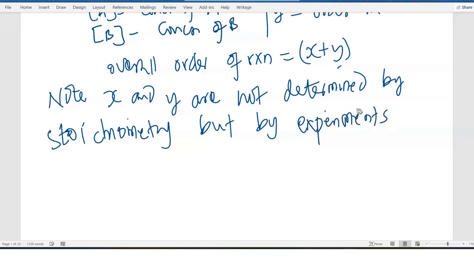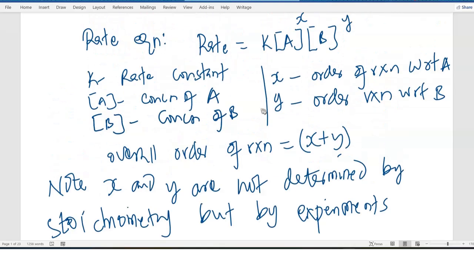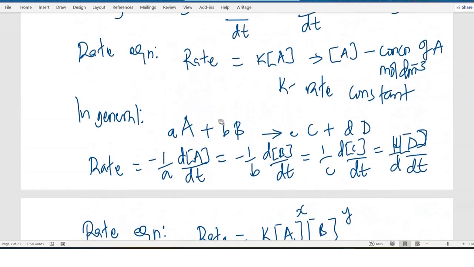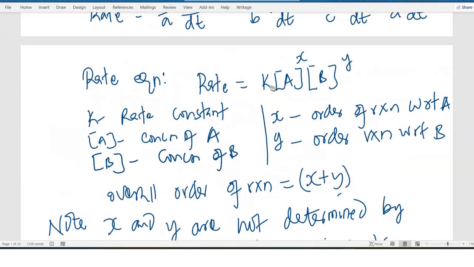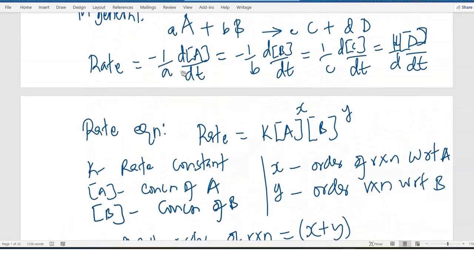So an experiment is carried out to determine x and y. And what is stoichiometry? That's why you see here in this reaction, we have a molecules of A, b molecules of B, giving c molecules of C and d molecules of D. But these are not being seen in the rate equation, as you can see. We have instead x and y, but we don't have a, b, c, d.